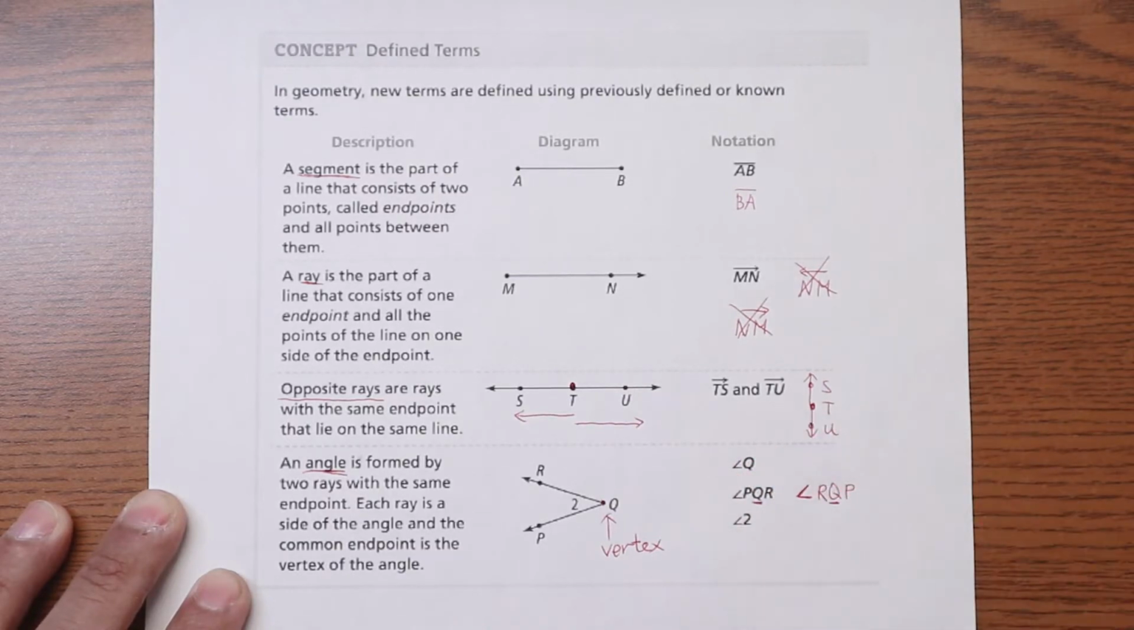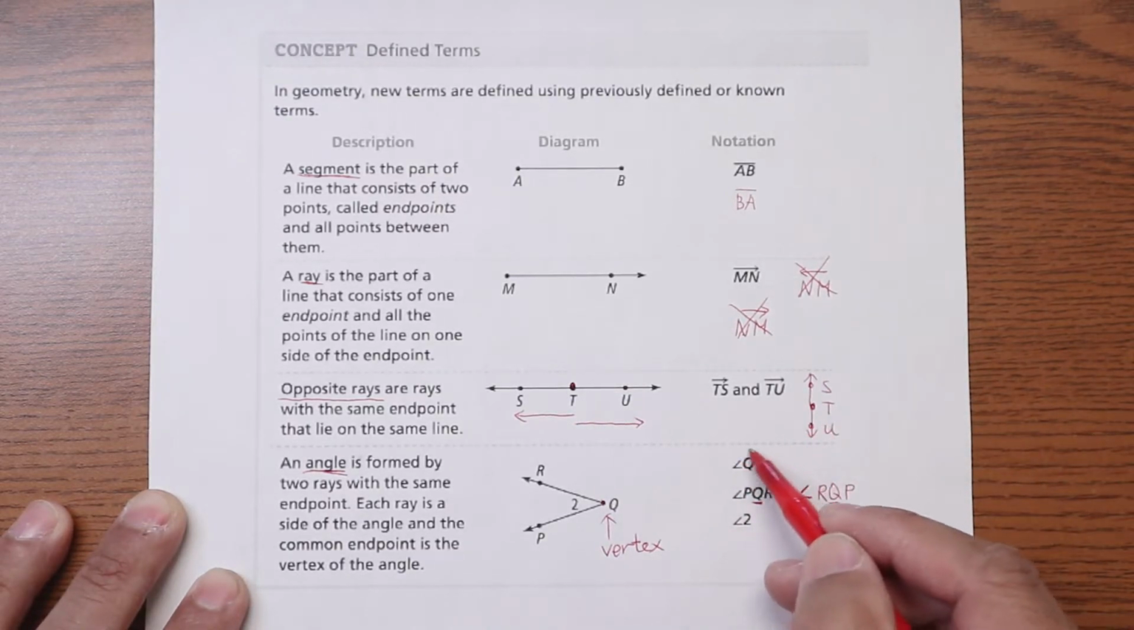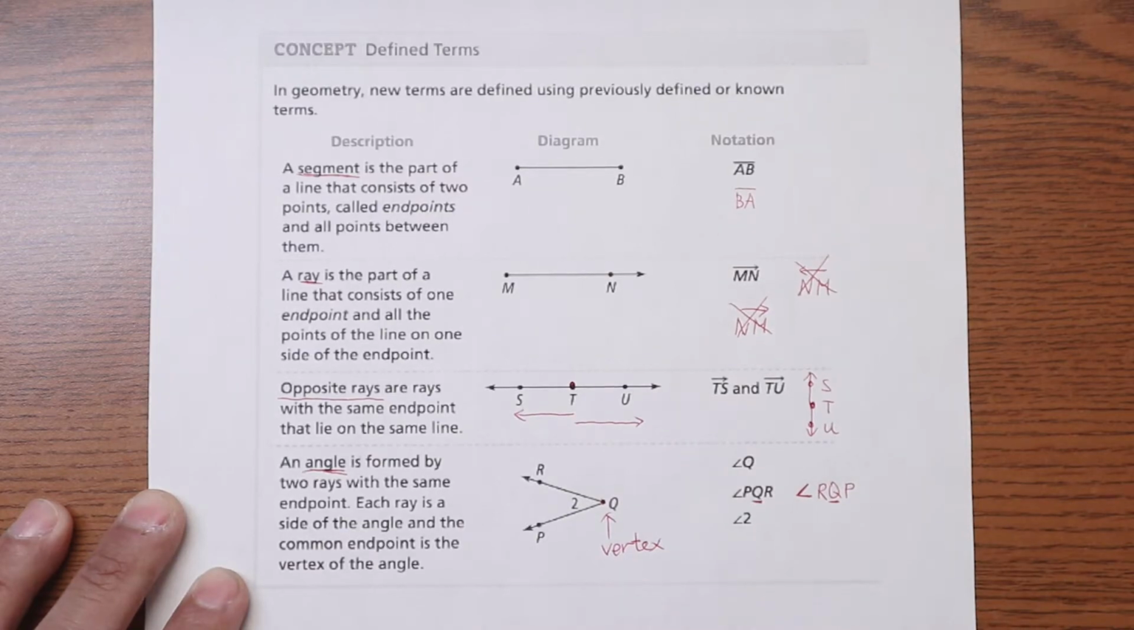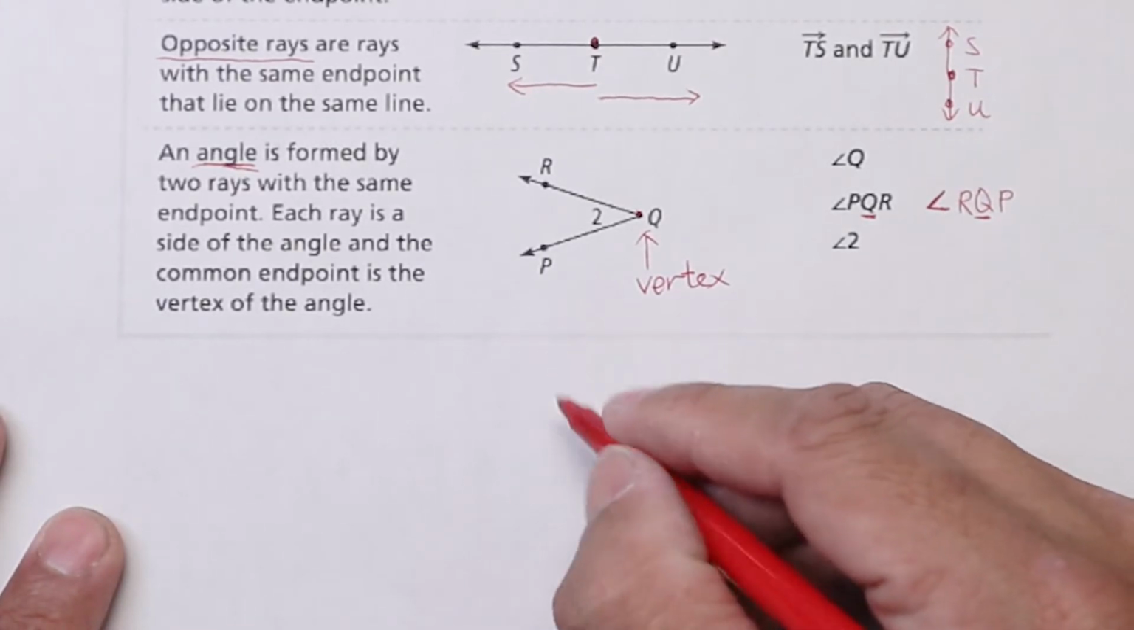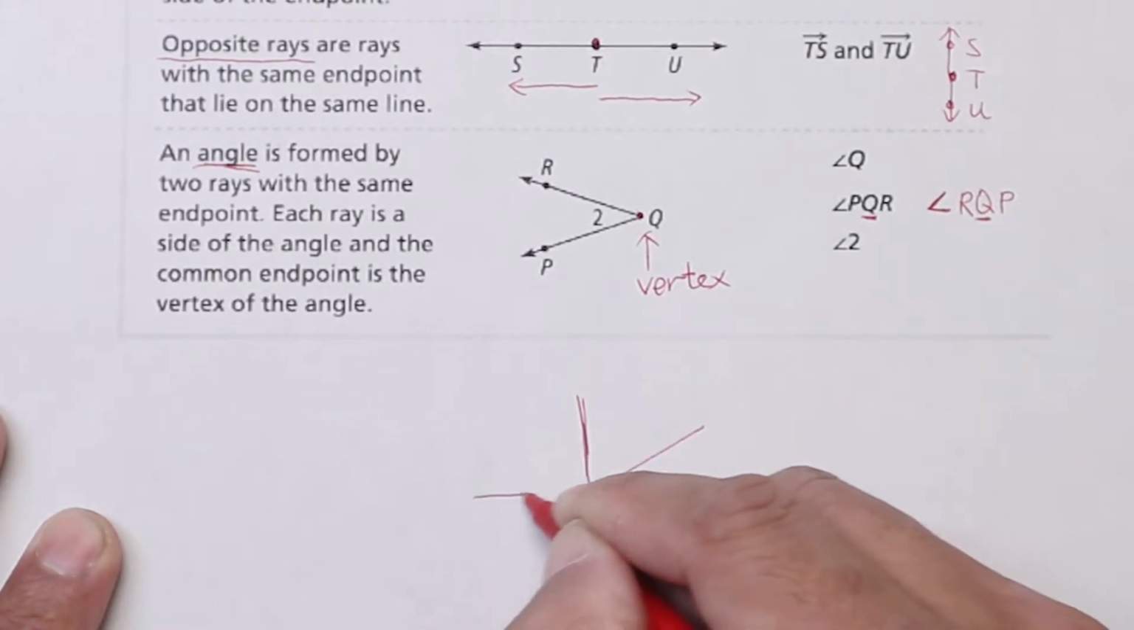So these three are acceptable, except sometimes you may not name an angle with only one letter. And I'll give you a counterexample. Let's say you have two angles, they're next to each other. Let's say you have something like this, okay?